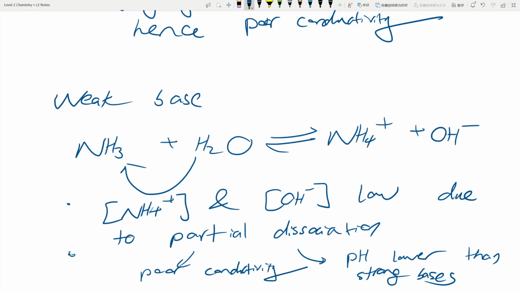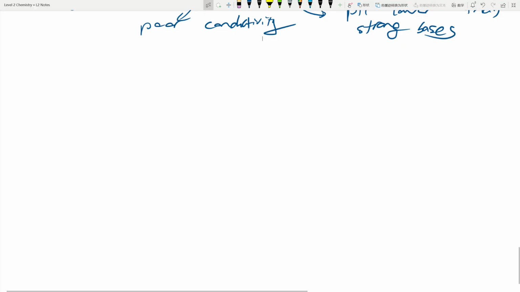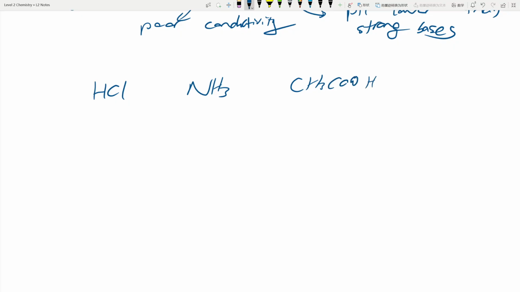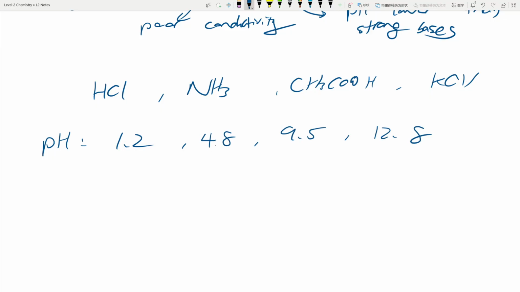Okay, so with strong acids and bases, I hope it makes sense. Some questions they could do, like they could give you HCl, NH3, CH3COOH, and then KOH. Say these are four solutions, and they give you four pHs: pH equals 1.2, 4.8, 9.5 and 12.8. And they ask, which one's which? Then you need to be able to work it out.